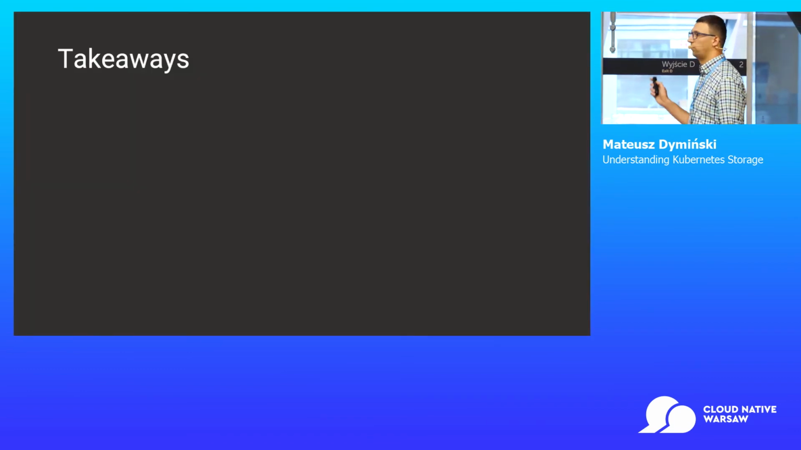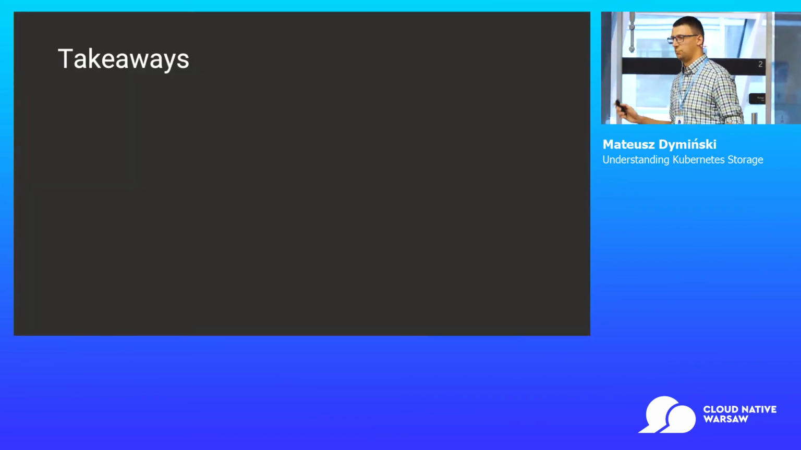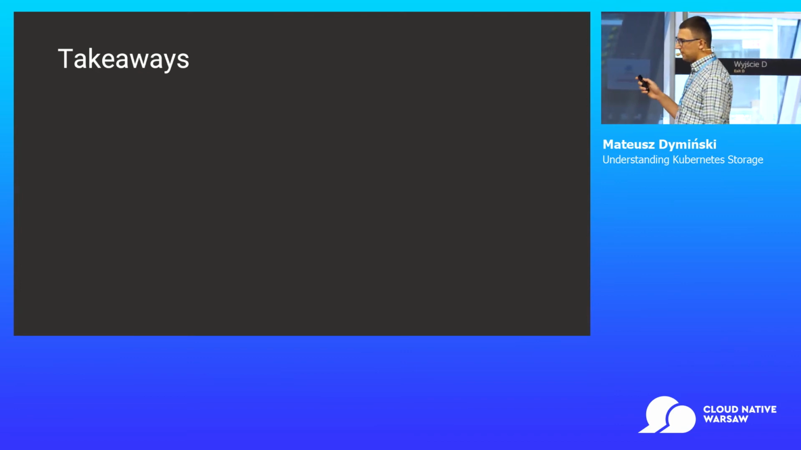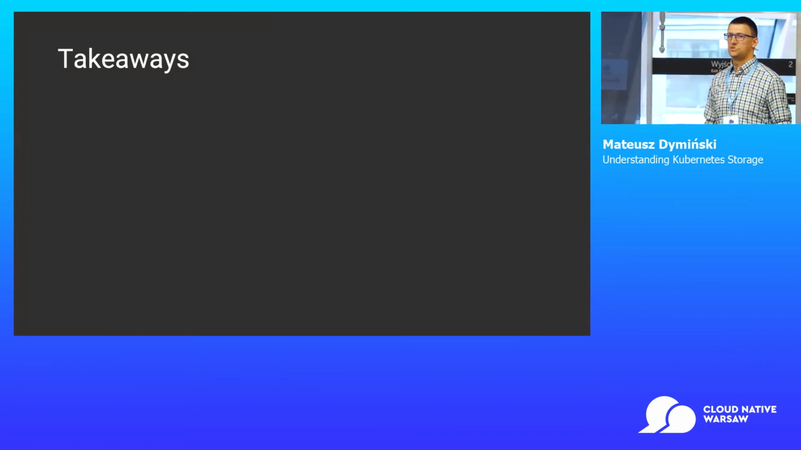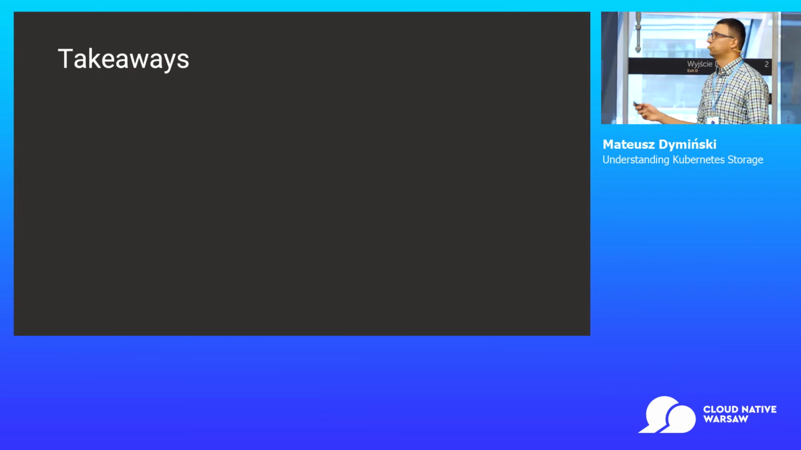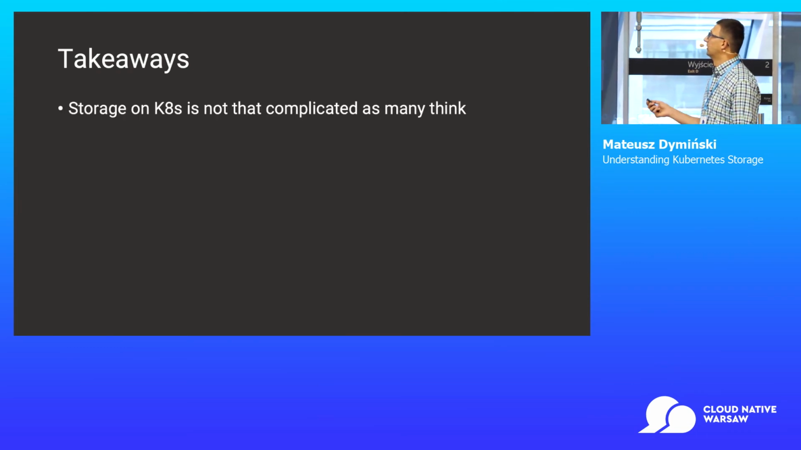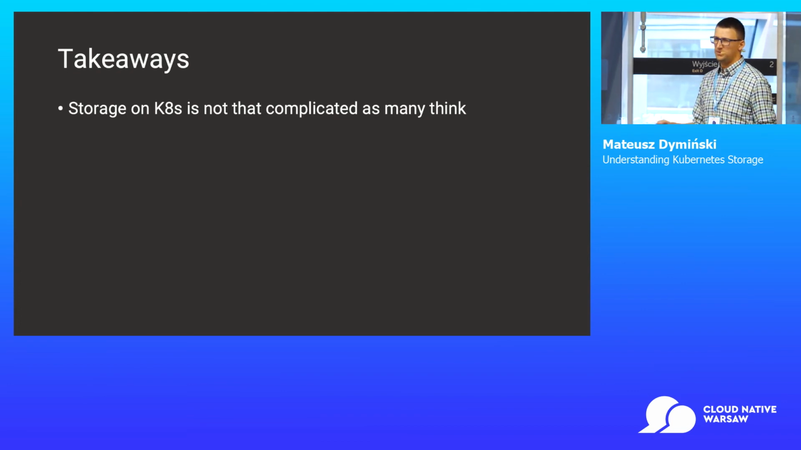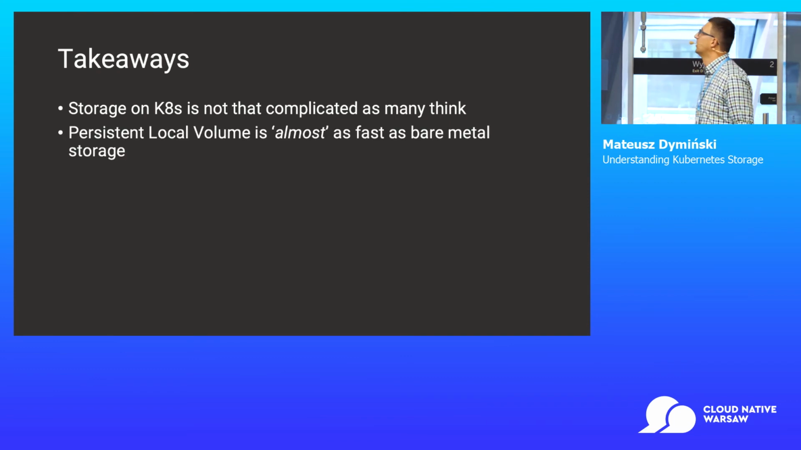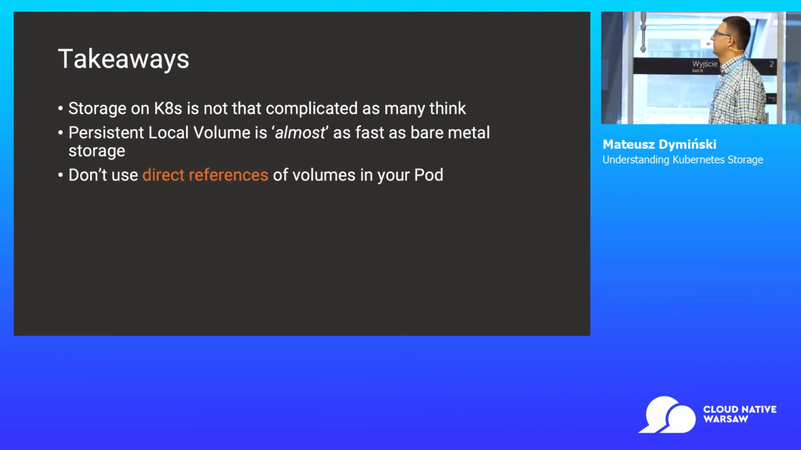And so hopefully I've got a few takeaways. If you leave this room and there are 3 sentences which you would like to remember from this talk, hopefully you will remember that the storage on Kubernetes is not that complicated. PV and PVC is quite complicated, but not that much. And that the persistent local volume is almost as fast as the bare metal.